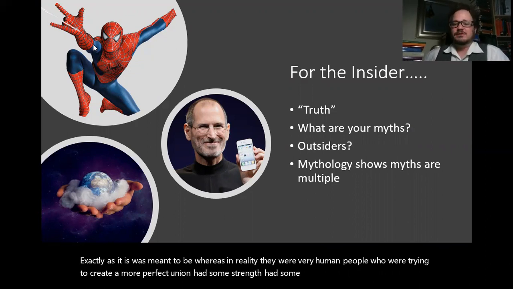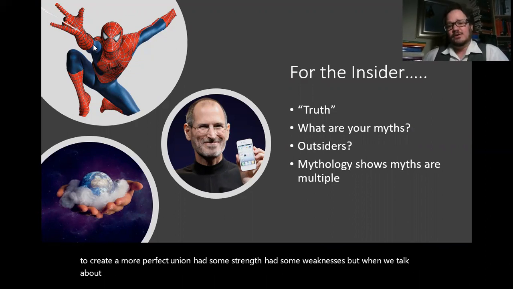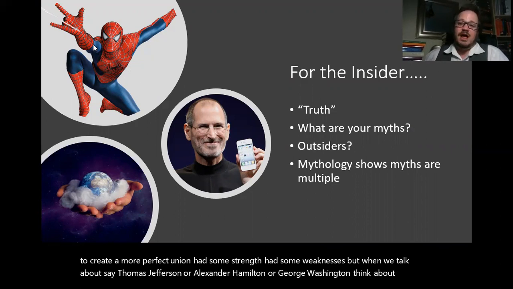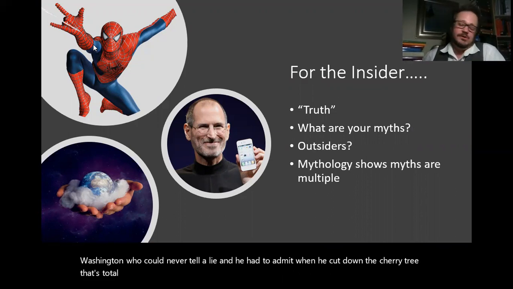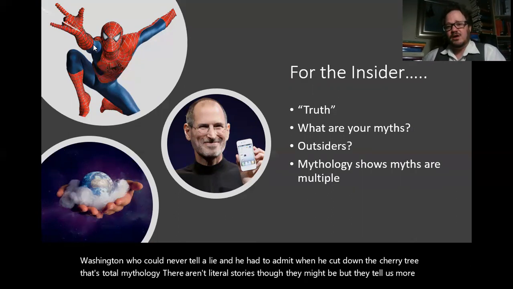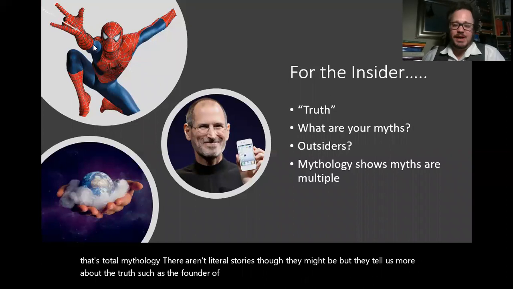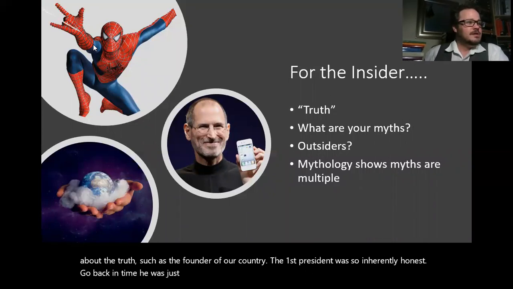But when we talk about, say, Thomas Jefferson or Alexander Hamilton or George Washington, think about George Washington, who could never tell a lie, and he had to admit when he cut down the cherry tree. That's total mythology. They aren't literal stories, though they might be, but they tell us more about the truth, such as the founder of our country, the first president, was so inherently honest. Go back in time, he was just as human as anyone else.